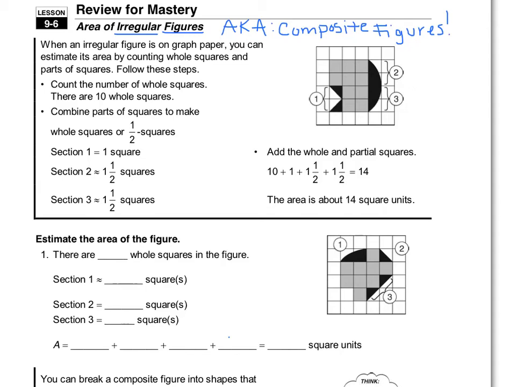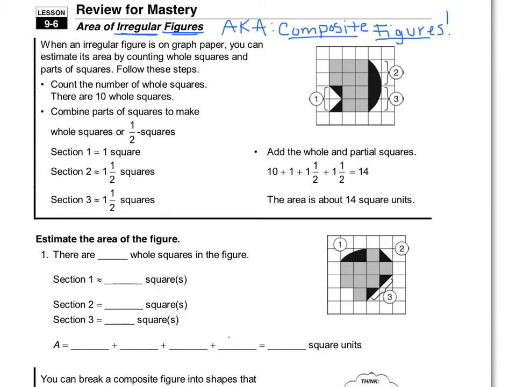The 9.6 notes page is covering how to find the area of irregular figures. Irregular figures can also be known as composite figures. Okay, so composite figures is when you have shapes that are composed of other shapes, a whole bunch of shapes put together.